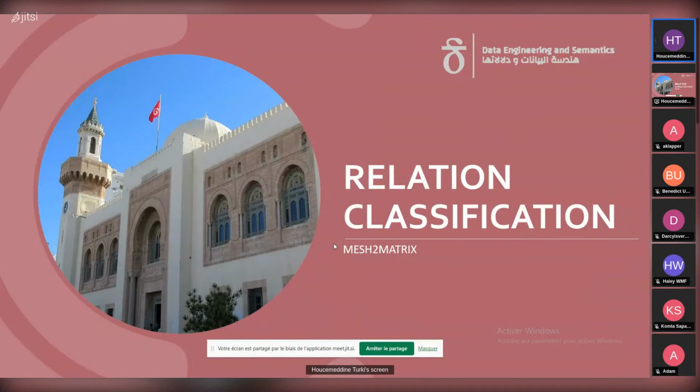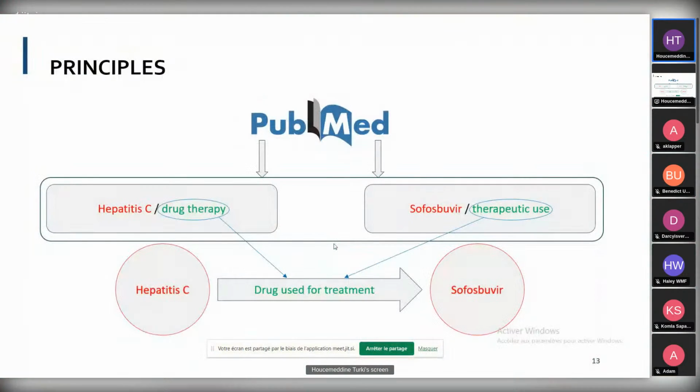So now we will see how we use the MeSH keywords for the tasks that have been defined before. We will begin with relation classification. The principle of relation classification is that we use the qualifiers of the subject and the object, as shown here in PubMed, the association of the subject and object in PubMed publications. From that, we infer the relation type between the subject and the object of a relation.